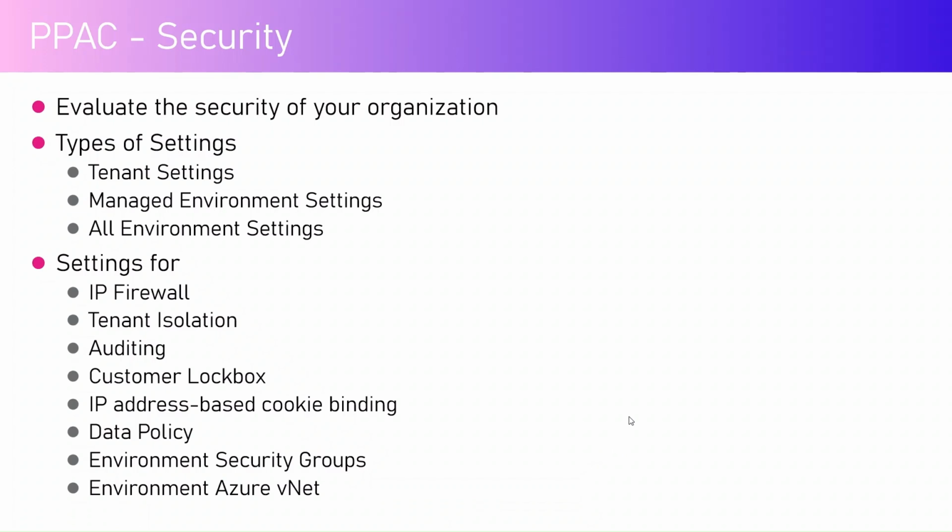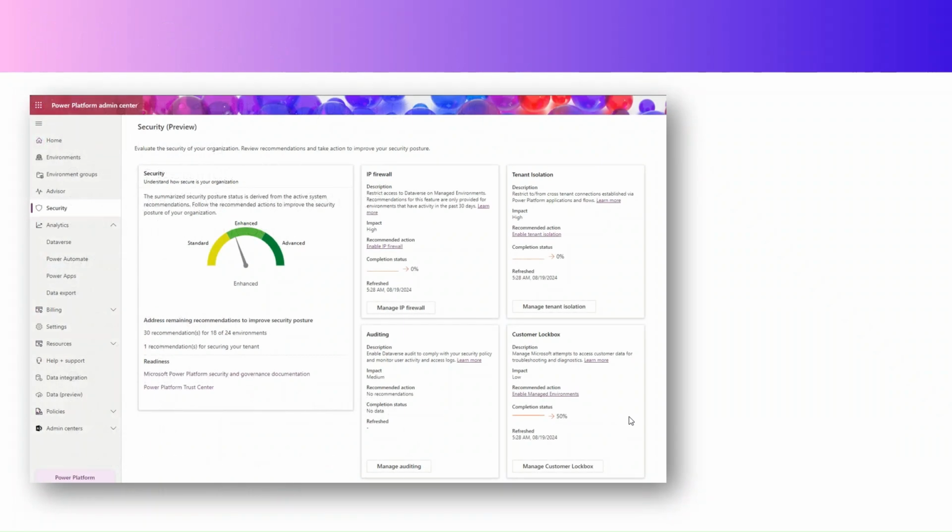Now what all settings does it consist of? It consists of settings for IP firewall, tenant isolation, auditing, customer lockbox, IP address based cookie binding, data policy, environment security group, and environment Azure VNet. Now this is how it looks.